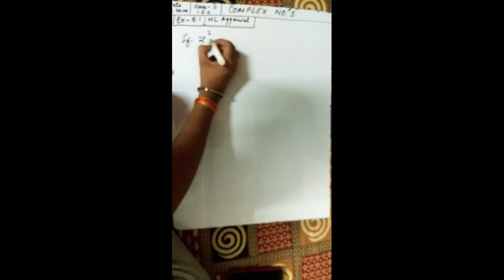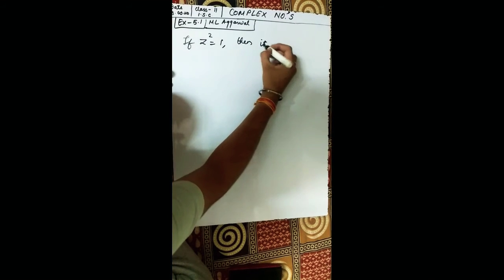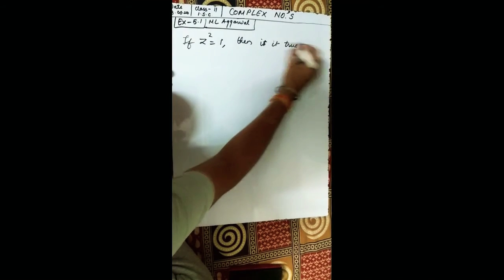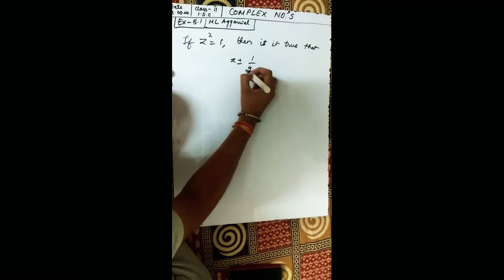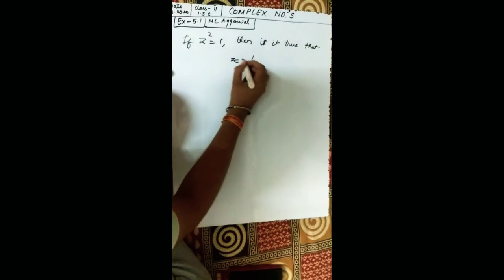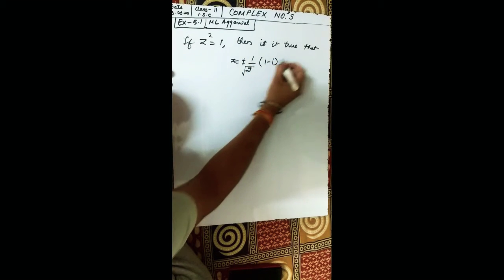Okay, as I see that some of the students are facing problems in the third question, which says: if z square equal to i, then is it true that z is equal to plus minus 1 upon root 2 times (1 minus i)? This was the question. So how to solve this one?